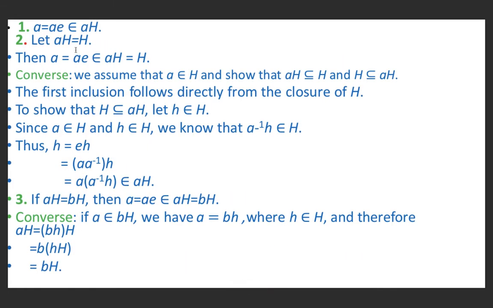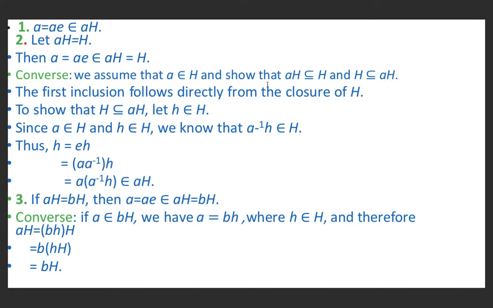So now the proof: let aH equal to H. Because a is equal to ae belongs to aH, therefore a belongs to H, because we have assumed aH equal to H. Converse: we assume that a belongs to H and show that aH is a subset of H and H is a subset of aH. Because if aH is a subset of H and H is a subset of aH, then H will be equal to aH.